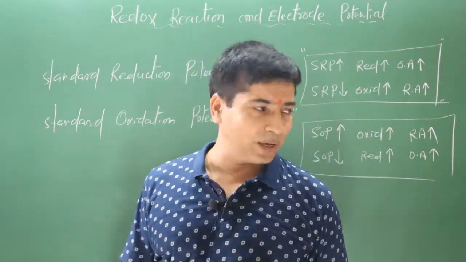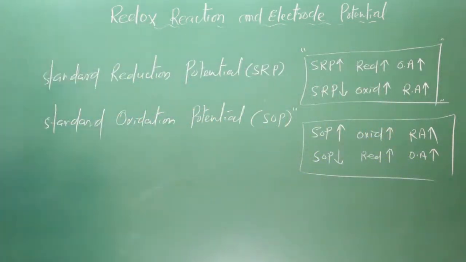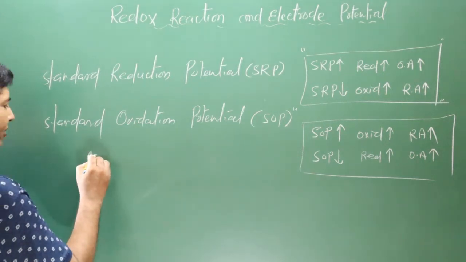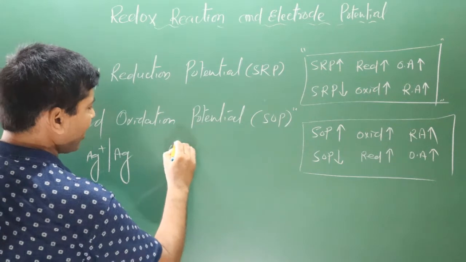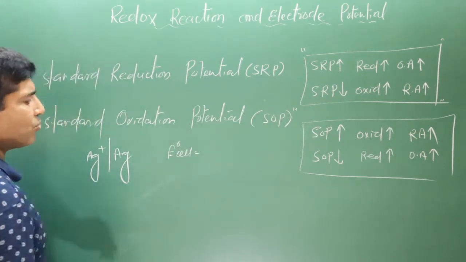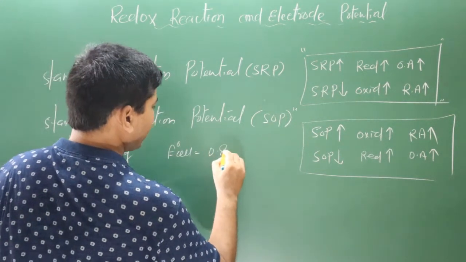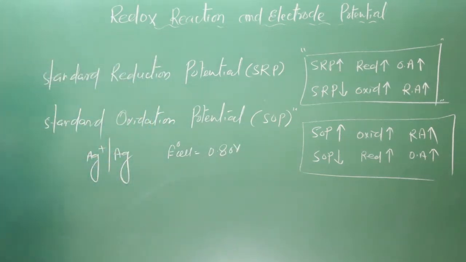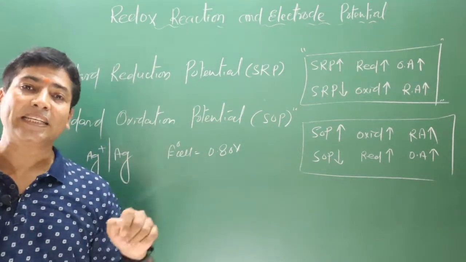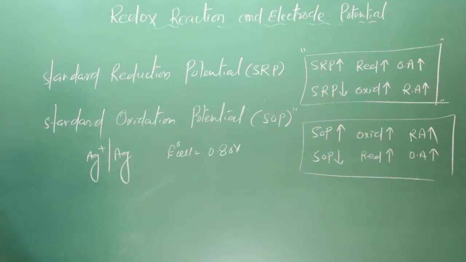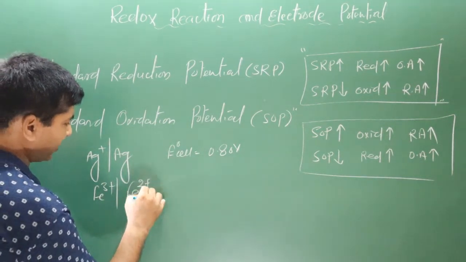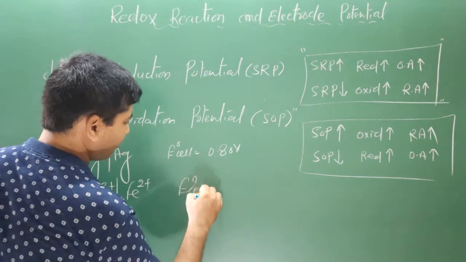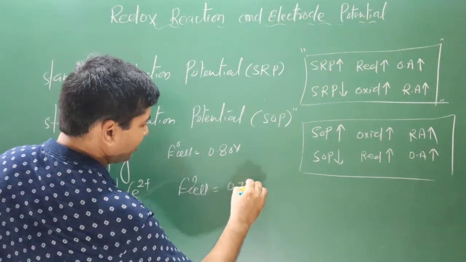Let me take some example. Now pay attention very carefully. We have a half reaction Ag plus and this is silver. For this half cell reaction we have electrode potential value of 0.80 volt. E naught is given there, so we can say it is standard electrode potential value. Next half cell reaction, Fe3 plus and then Fe2 plus. E naught cell value for this is given as 0.77 volt.